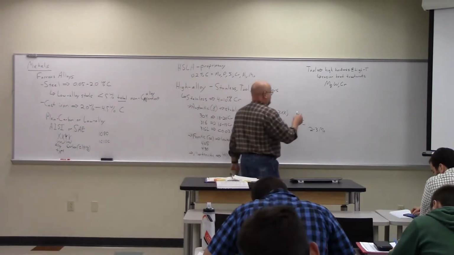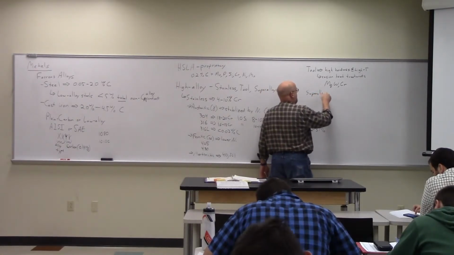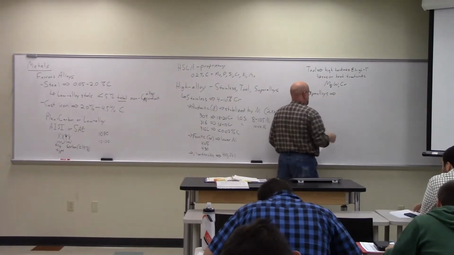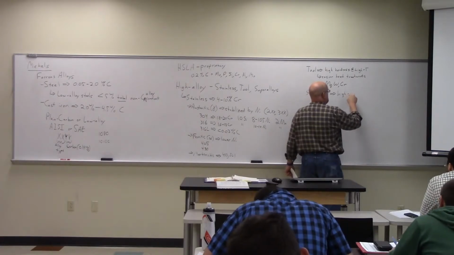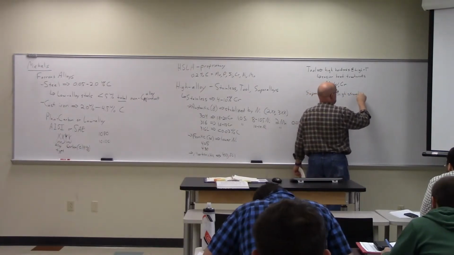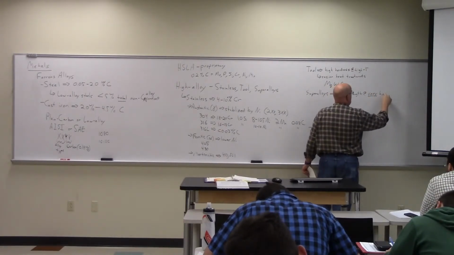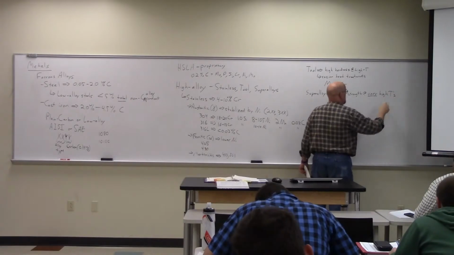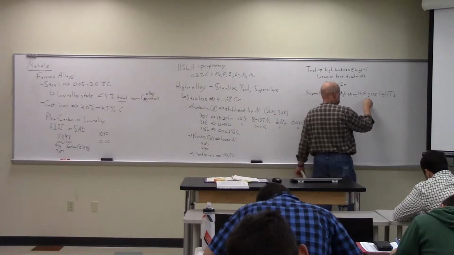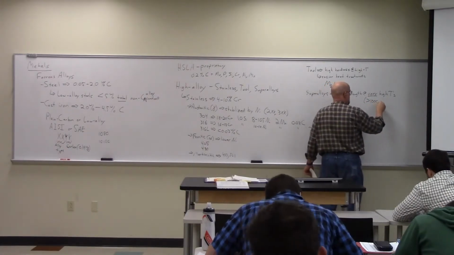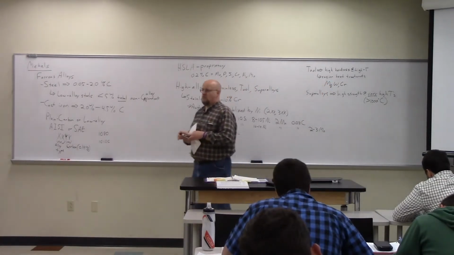And then the third category, superalloys. Superalloys are defined by having high strength at very high temperatures. By very high temperatures, I mean like 1,000 C or more. So superalloys are used in things like jet turbine engines.